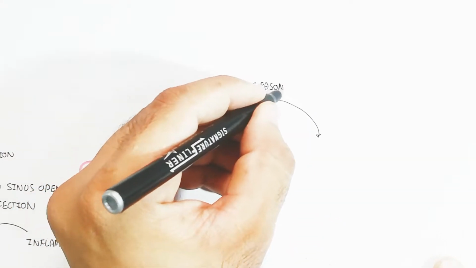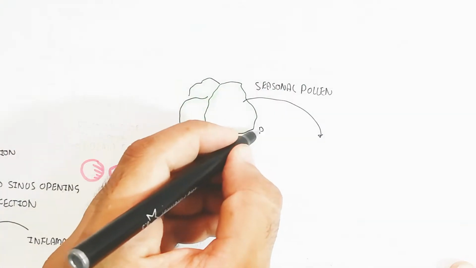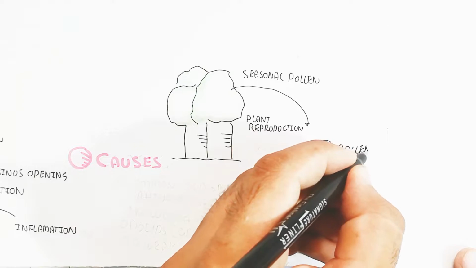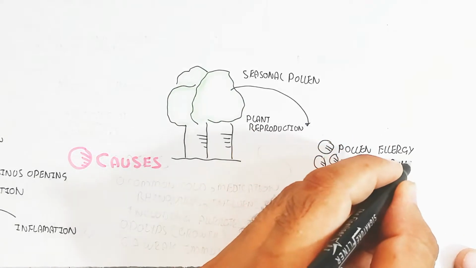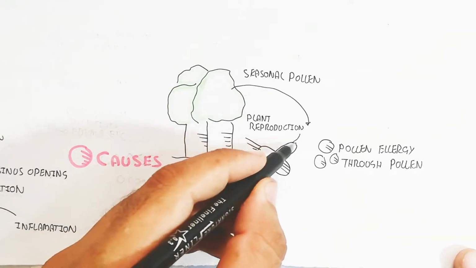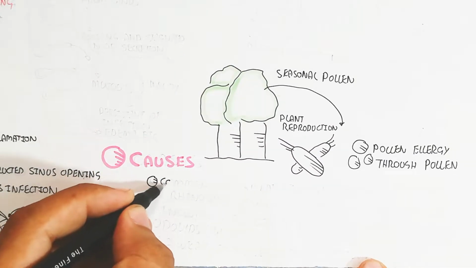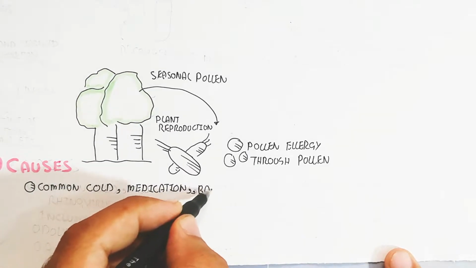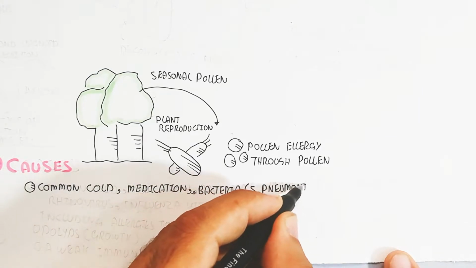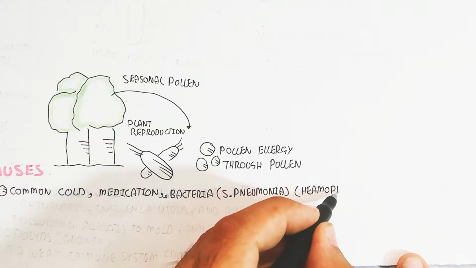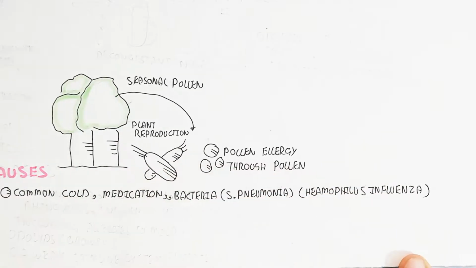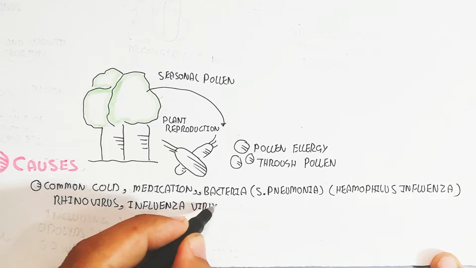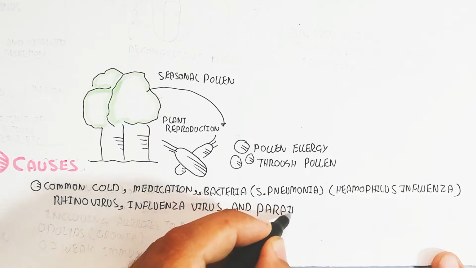Let's begin to understand on the basis of causes. Seasonal pollen is produced during plant reproduction, and in this way pollen allergy occurs. This pollen allergy will release histamine through mast cells, and will cause bronchitis as well as sinusitis. On the other hand, the common cold and several medications can cause sinusitis, and the bacteria Streptococcus pneumoniae and Haemophilus influenzae can also cause sinusitis.